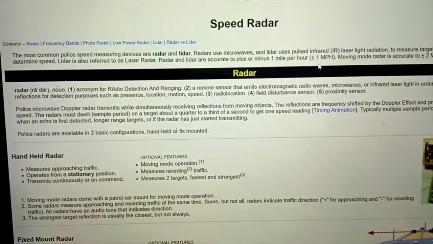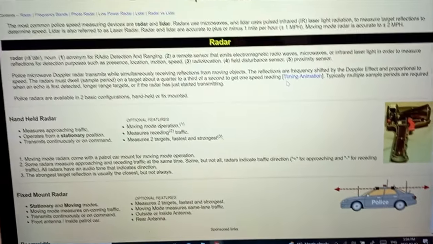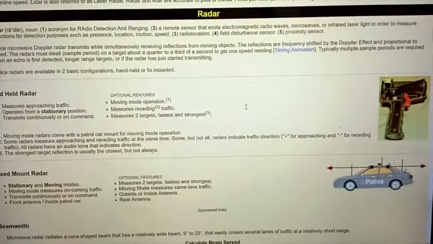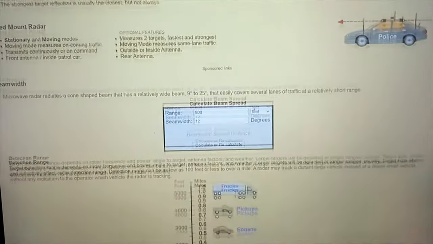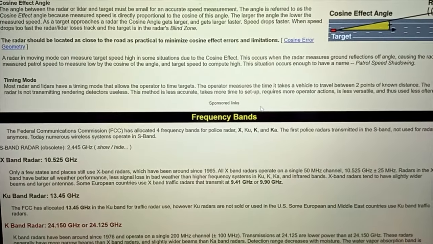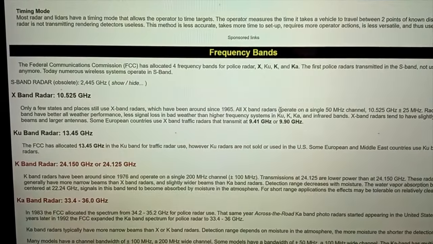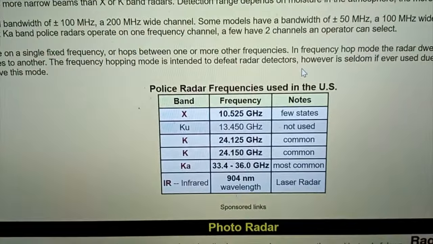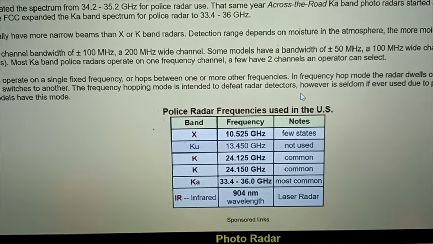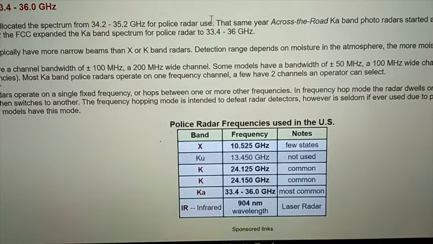And to begin, the first thing we want to know is, how does it work? Well, go over to copradar.com, and he has a pretty good explanation here, the basic fundamentals of speed radar. But what we're interested in is the frequencies. There's X, Ku, K, Ka. X is not really used much, but what we're really interested in is K: 24.125, common. 24.150, common. Okay, now that we know that, what is 24.125 and why are they using it?